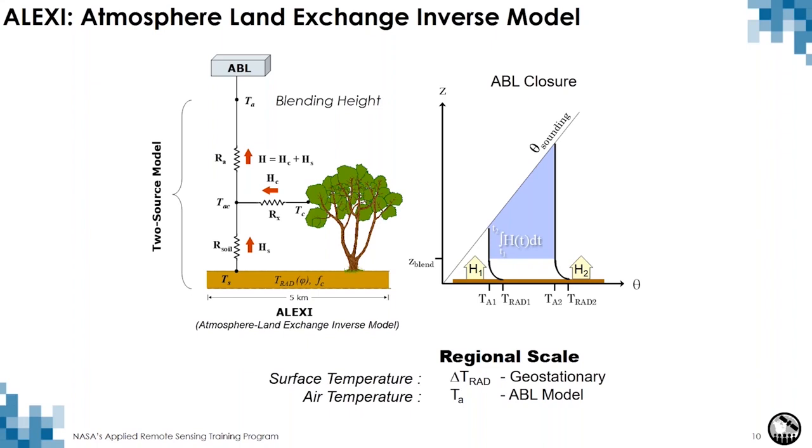We have models, but if the model is not consistent with what you're seeing with the remote sensing data, they won't be consistent. So it can lead to large errors in what we see.